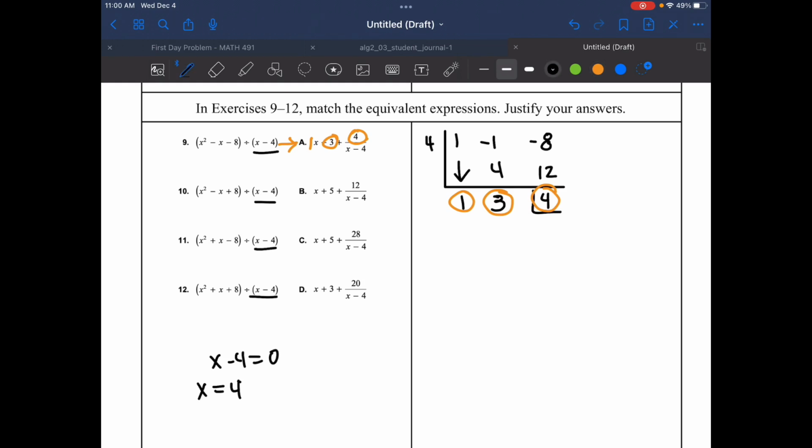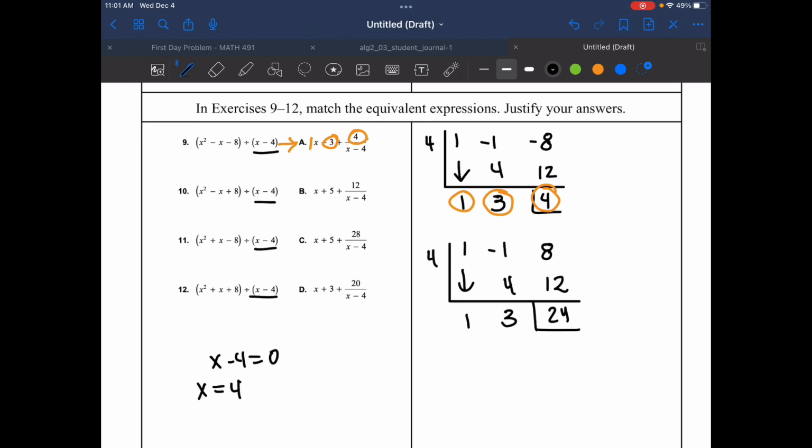Okay, let's do the rest of them. We're going to have 4. I'm going to put in the constant and coefficient terms for number 10. This is going to be 1, negative 1, positive 8 this time. Drop my 1, 4, 3, 12, 26, I believe. Or, oops, 24.